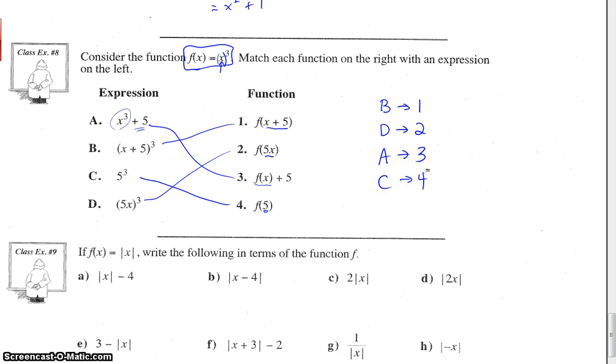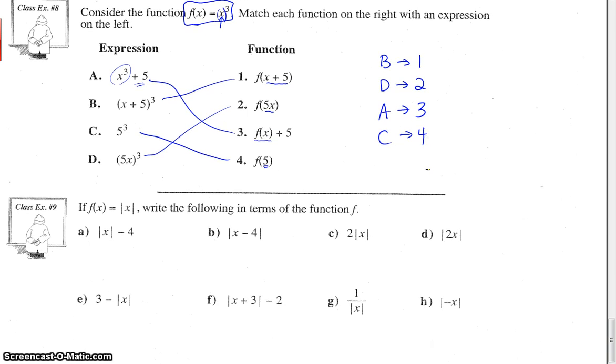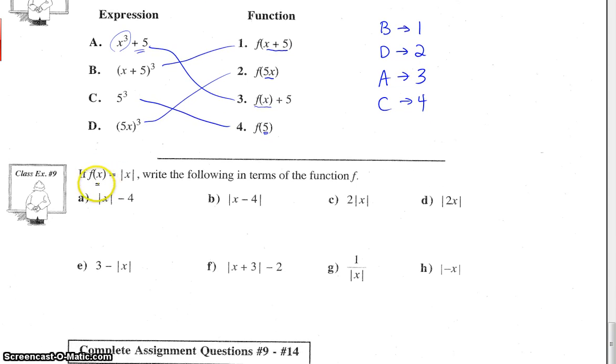All right, example number 9. We have an absolute value function. F of x equals the absolute value of x. That's our original function. And they're turning it around on us. Write the following in terms of the function f. So if we see the absolute value of x anywhere in our expression, we can scoop that out and put in f of x, because that's what it equals. Like on the first one. See this here? We know that's f of x.